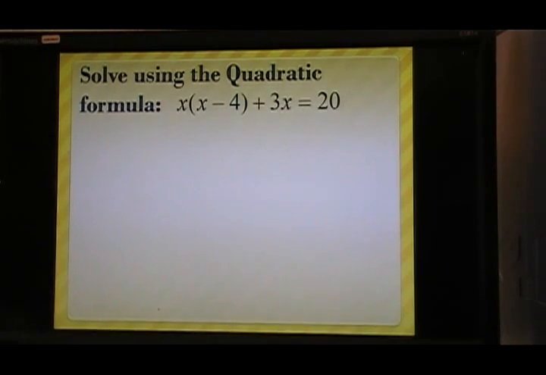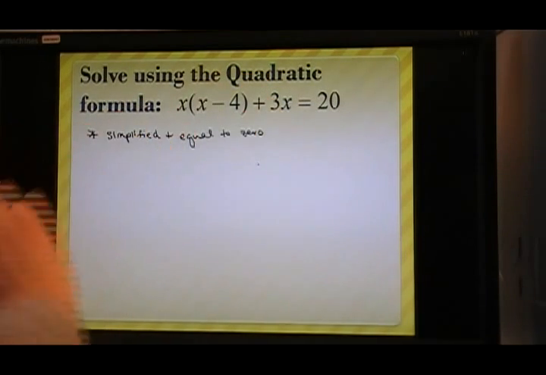Let's look at another example. So again, we want to solve using the quadratic formula. The big thing that you need to be thinking when you're trying to use the quadratic formula is, before you assign values for a, b, and c, you need to make sure that you have the equation in the form so that it's simplified and equal to 0. Okay? That's key for using the quadratic formula.